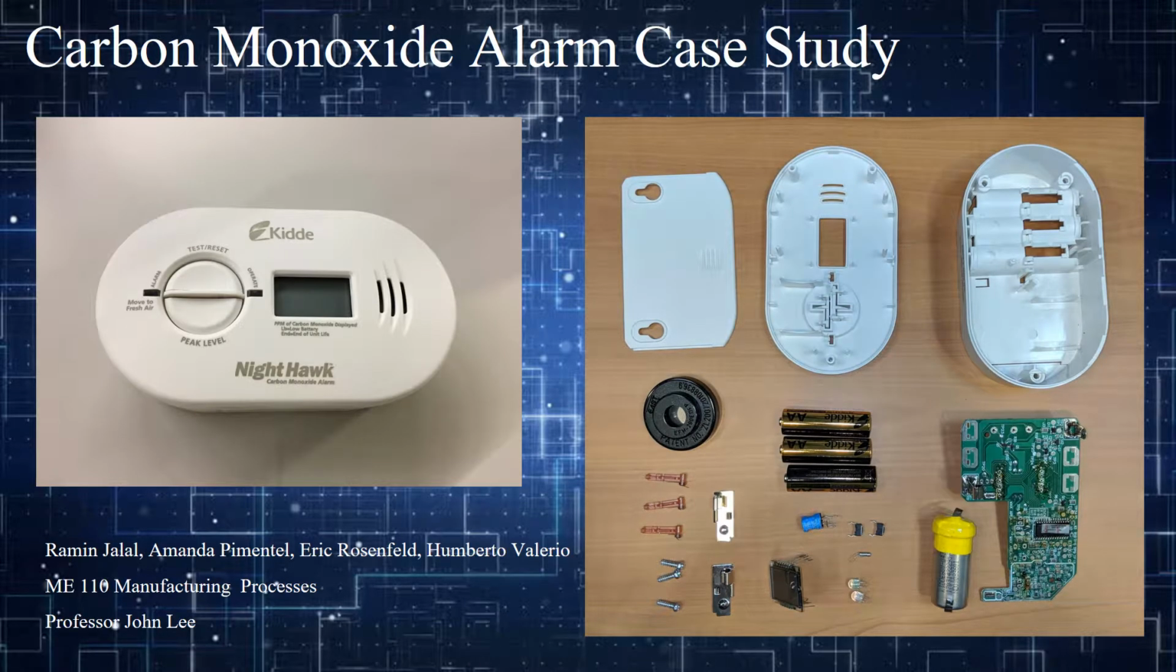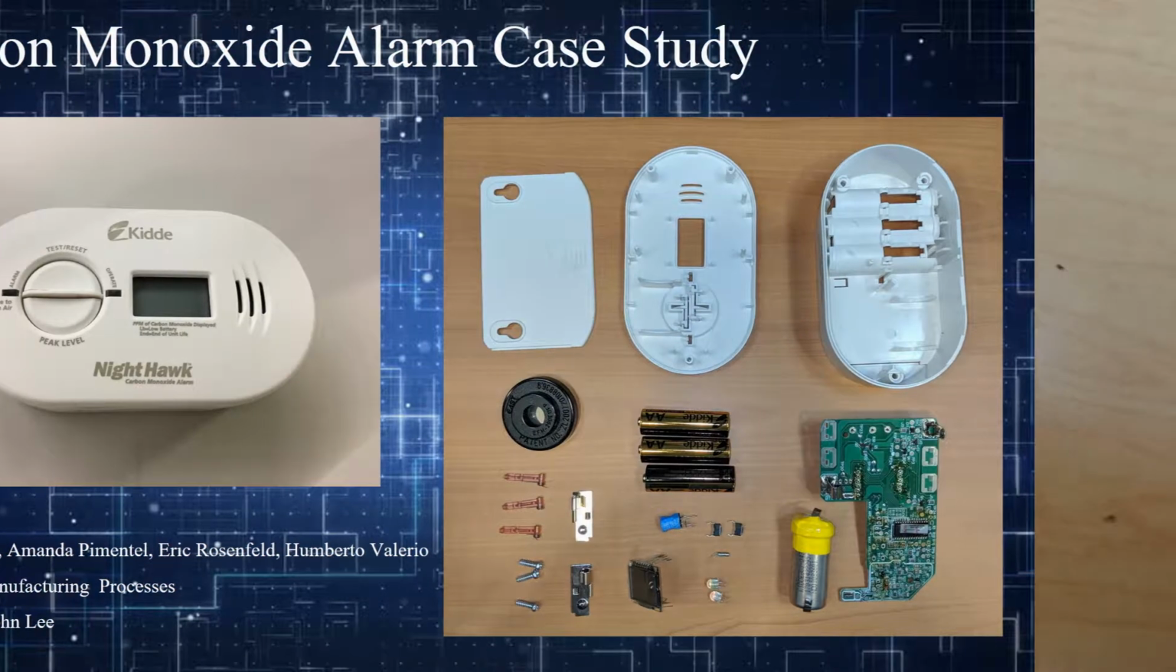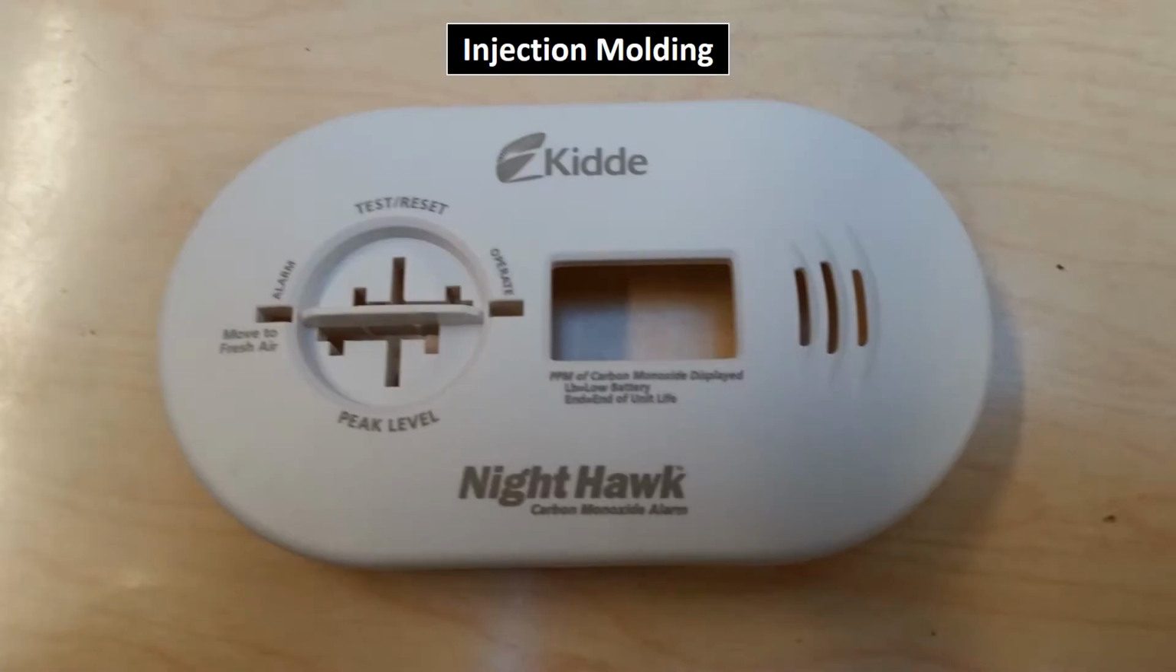This is the product case study video for the ME110 Manufacturing Processes course. The product we're analyzing is the carbon monoxide alarm. We begin our case study with the outer case of the carbon monoxide sensor. The casing was made by a process of injection molding.